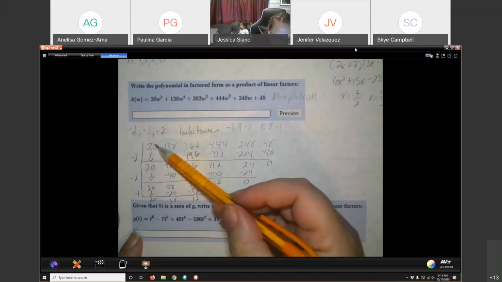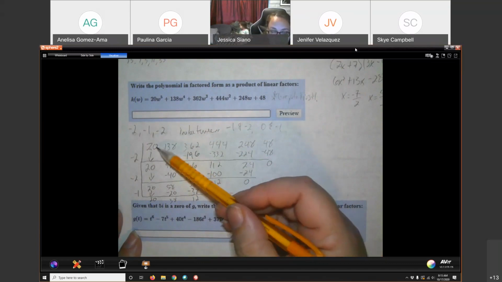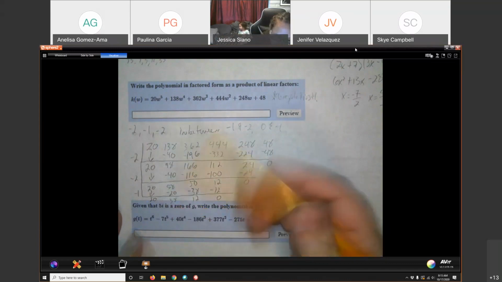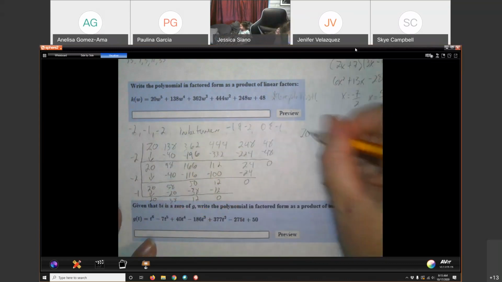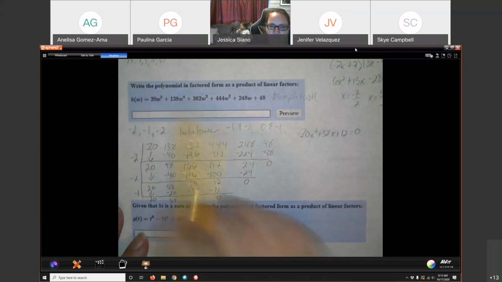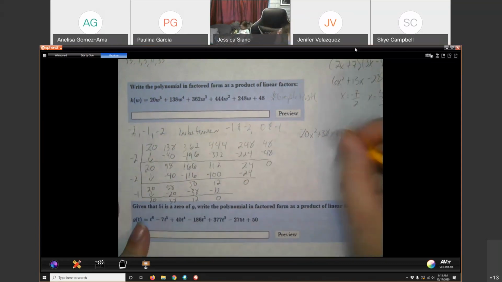So if this was x to the 5th, every time we do synthetic division, we take the degree down by 1. So this is x to the 4th, this is x to the 3rd, this is x squared. So what I'm left with is 20x squared plus 38x plus 12. Well, first of all, there's a GCF of 2 here. There was a GCF of 2 all the way up at the top that I could have taken out, but there's a GCF of 2 here, so let's divide everything by 2.